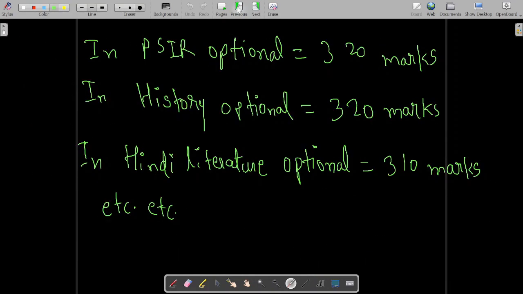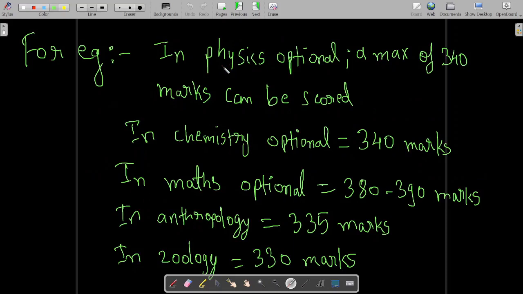But why do I prefer science optionals? Why do I keep saying that take physics as optional subject? Because in science optionals such as physics, there are no current affairs involved. So there is absolutely no need of current affairs. If you take PSIR or history, you will also have to keep updating yourself.